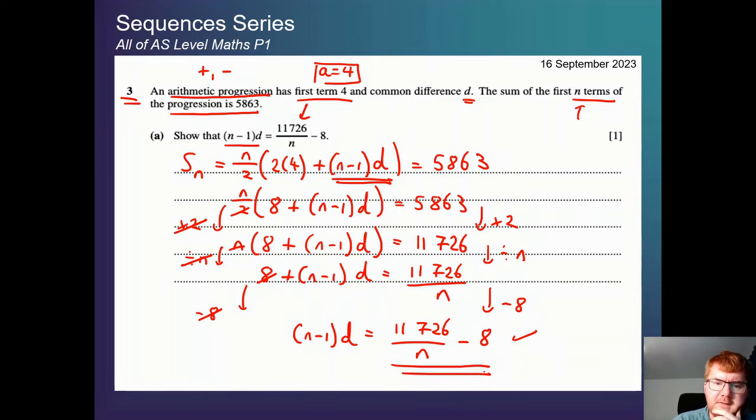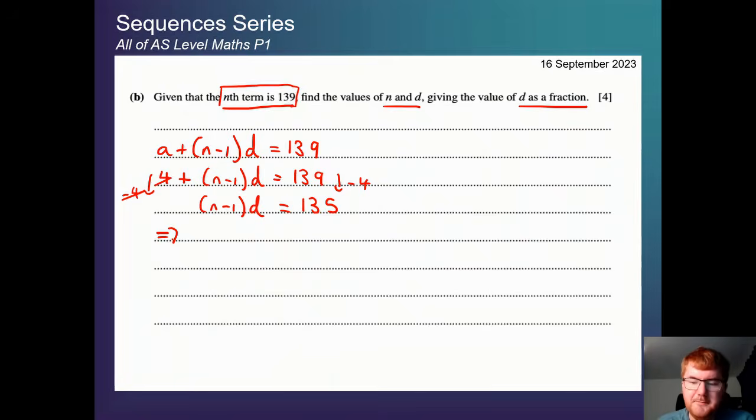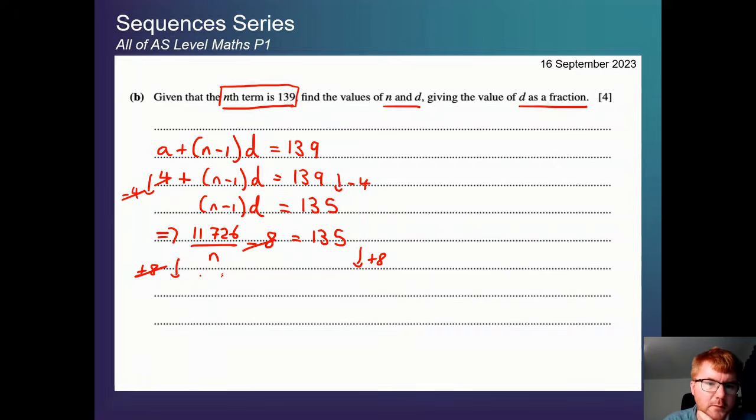So all I'm going to do is wherever I see an n minus 1d, I'm going to replace it with what we know from part A. So all I'm going to do is replace that with the right hand side. So 11,726 over n minus 8 is equal to 135. This is actually an equation that I can solve. Slightly unconventional, but certainly I can solve it. I can add 8 on both sides. That gives me then 11,726 over n is equal to 135 plus 8 is 143.